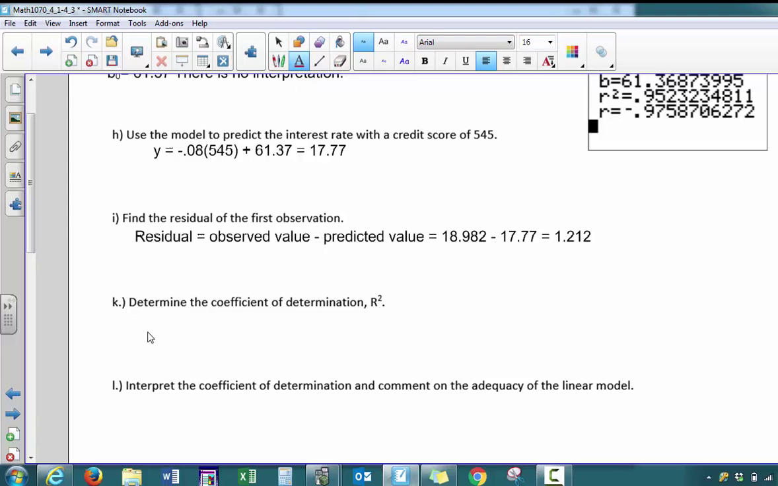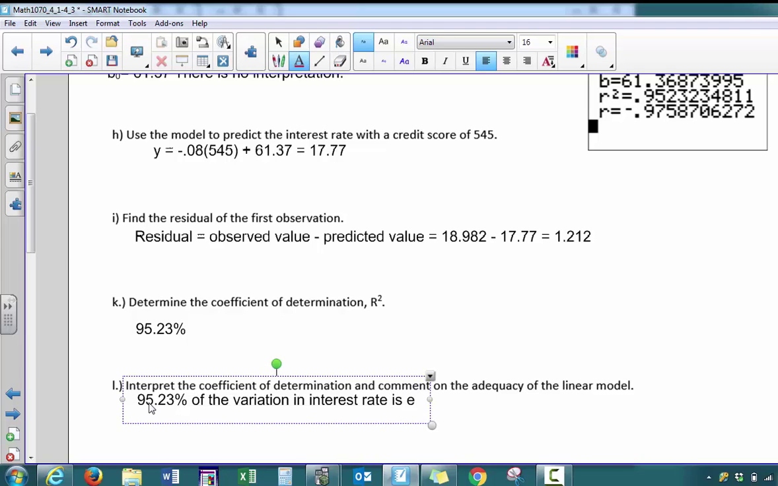R squared, and we normally change that to a percentage, 95.23%. Interpret the coefficient of determination and comment on the adequacy of the model. So we would say that 95.23% of the variation in the y variable, which is our interest rate, is explained by this model. And it's close to 100%, which means the model is doing a pretty good job of making predictions.